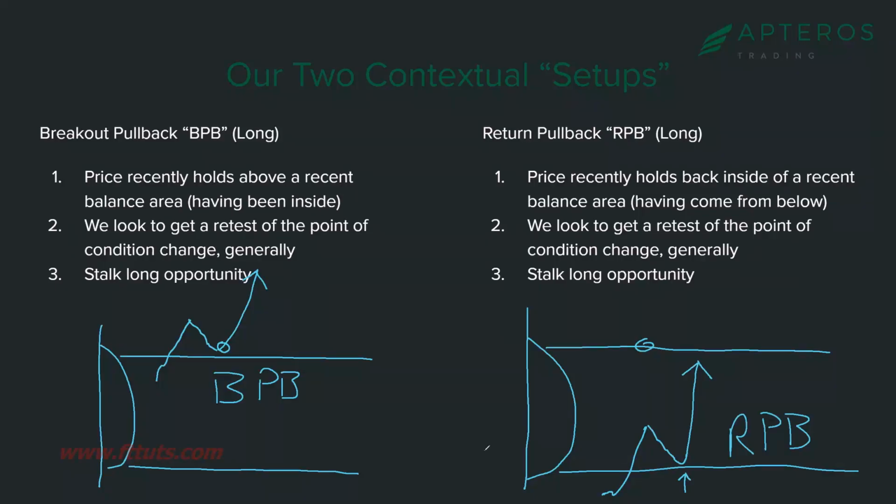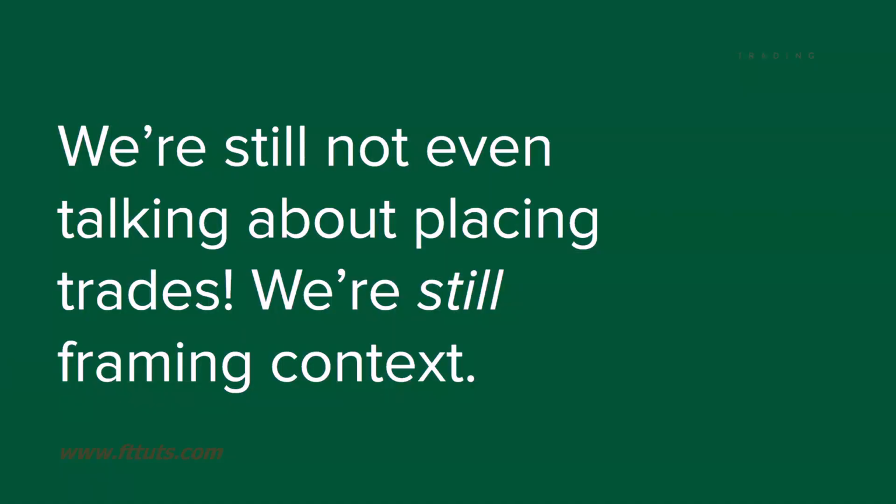These things don't happen perfectly. Let's go ahead and address that. You might get a return pullback that looks like this. You might get a return pullback that looks perfect. You might get a return pullback that does this, right? Whether it's above the level, right at the level, just below the level, it's an area, okay? We're still not even talking about placing trades. We're still framing context. We're still being alerted to the potential of trades.